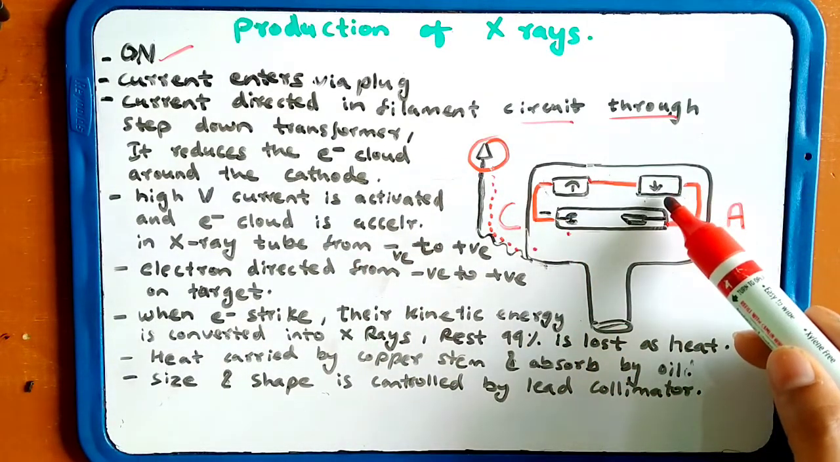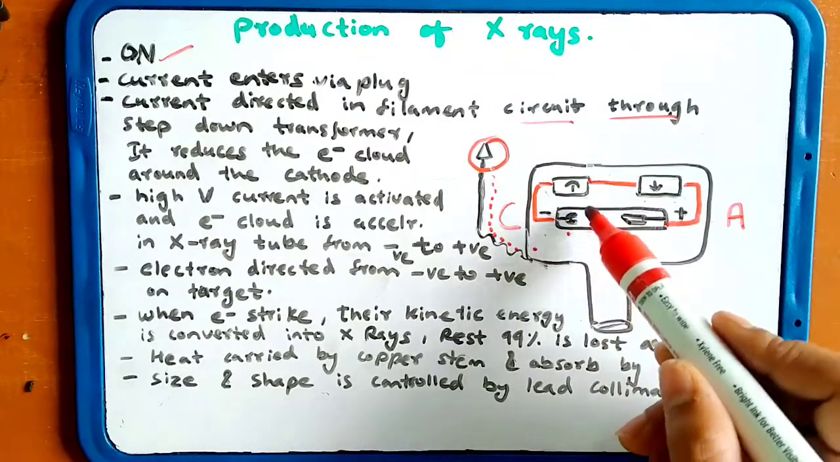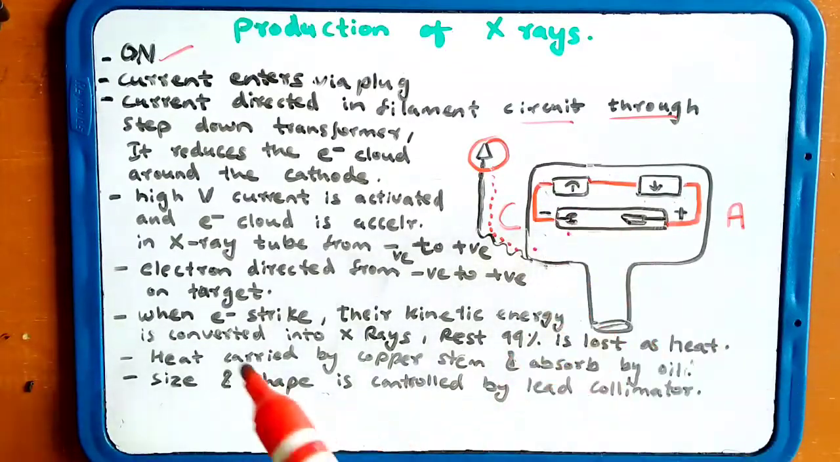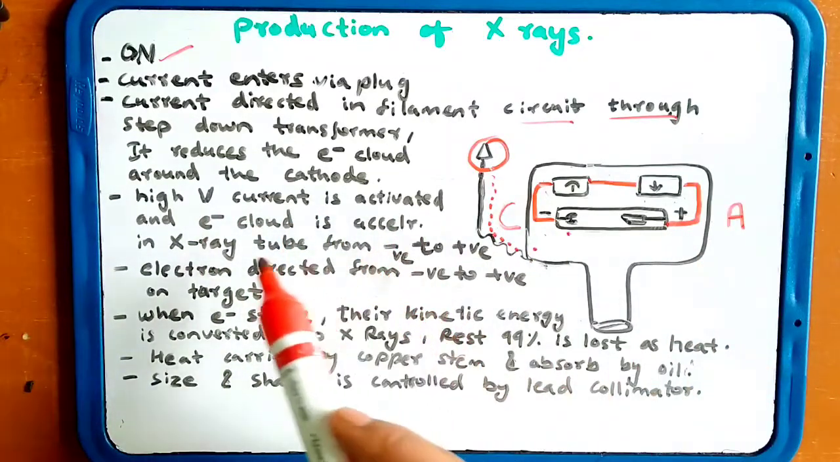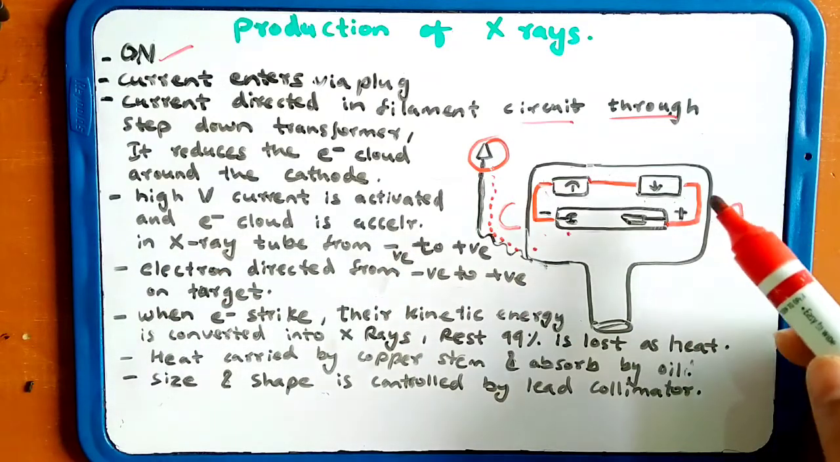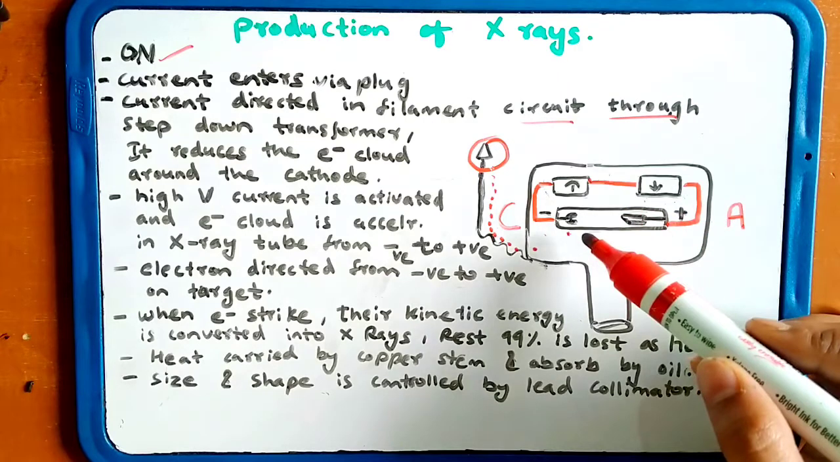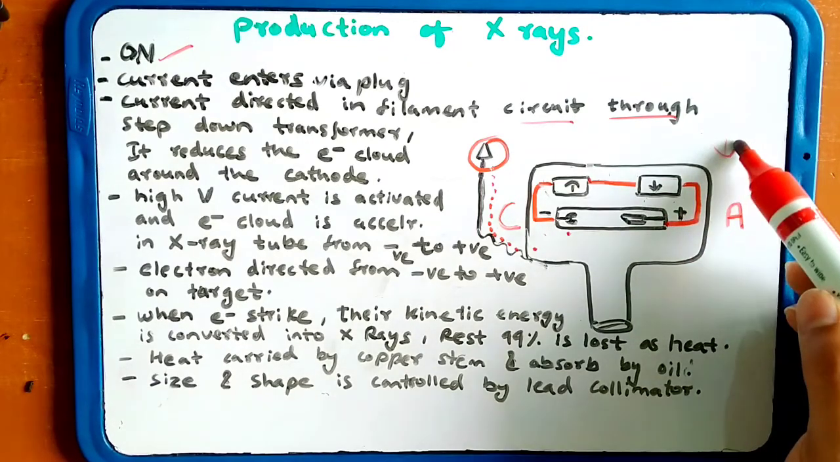Okay. High voltage current is activated. The high voltage current is accelerated. Now what is going to happen? Here the voltage is low, but the current is high. So the high voltage current is activated and the electron cloud is accelerated in the X-ray tube from negative to positive. The electrons travel from the negative to the positive part.